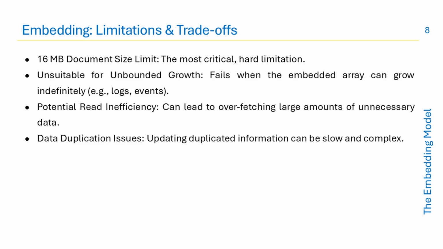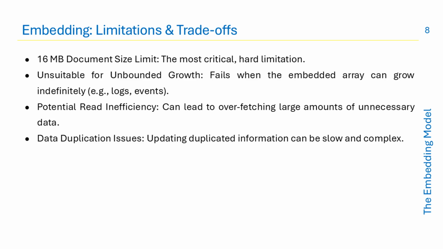Another issue is potential read inefficiency. Imagine a catalog page that only needs to display a list of product names and prices. With our embedded model, the query would still retrieve the full document for each product, including the potentially large and, in this context, completely unnecessary reviews array. This is called overfetching, and it wastes memory and network bandwidth.